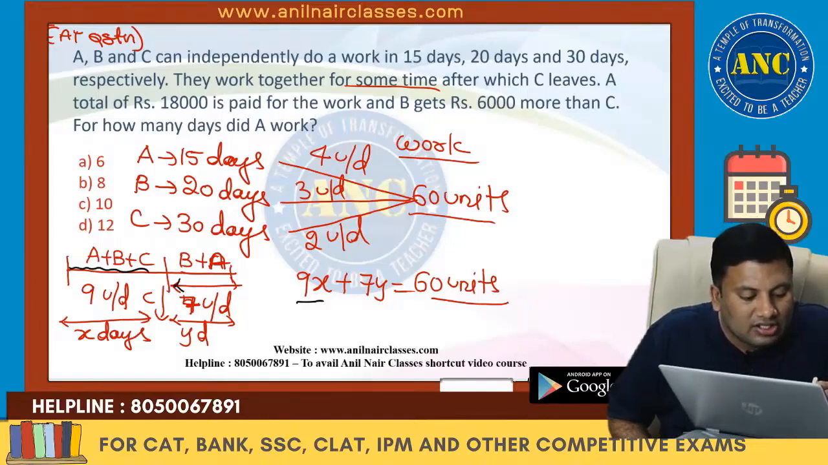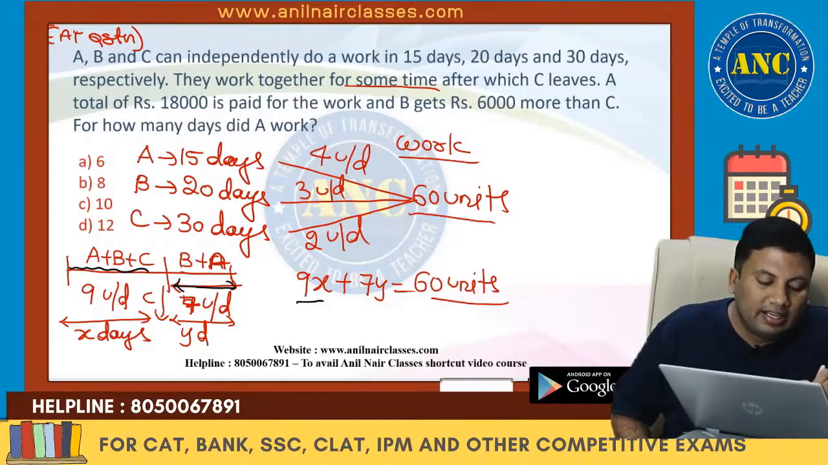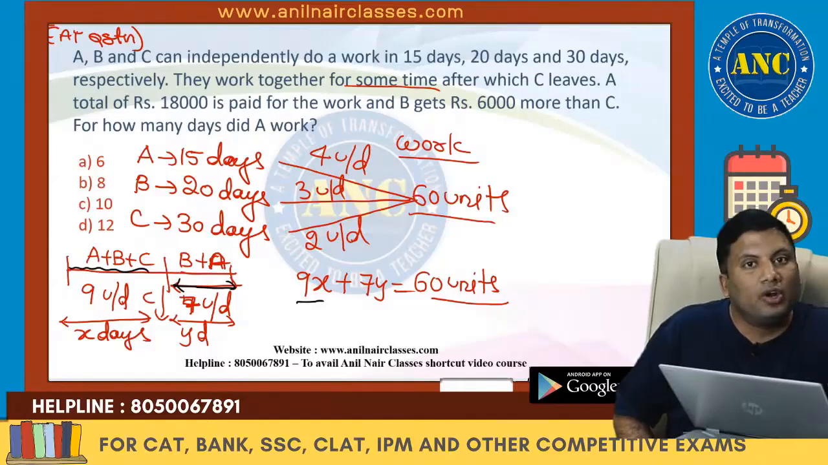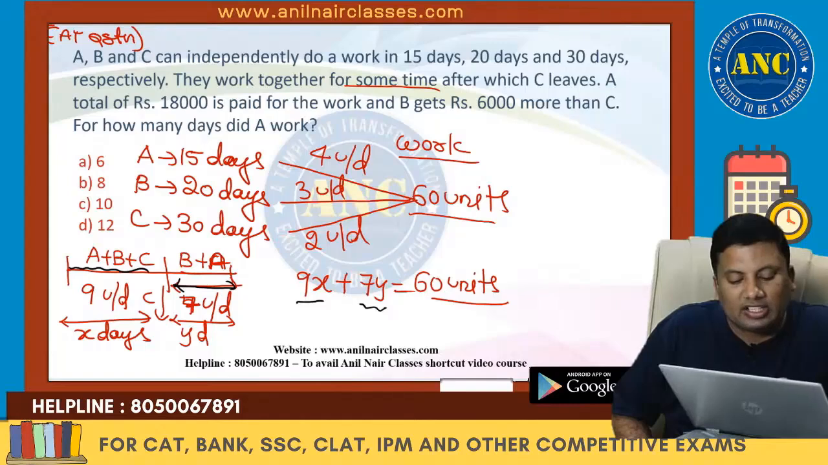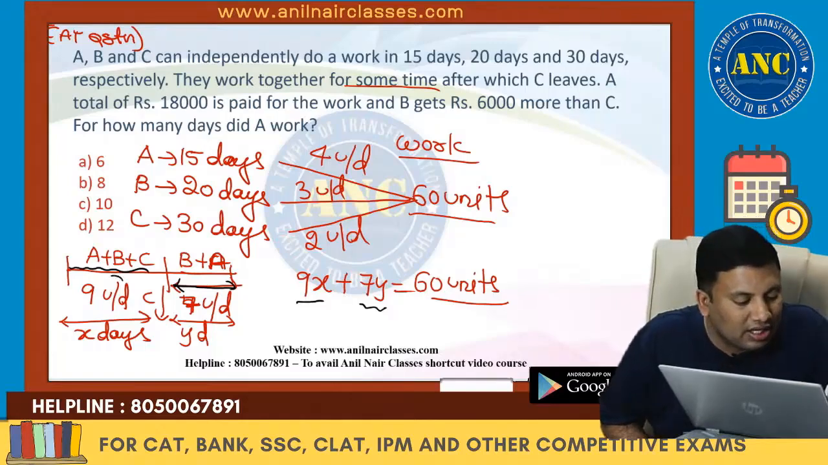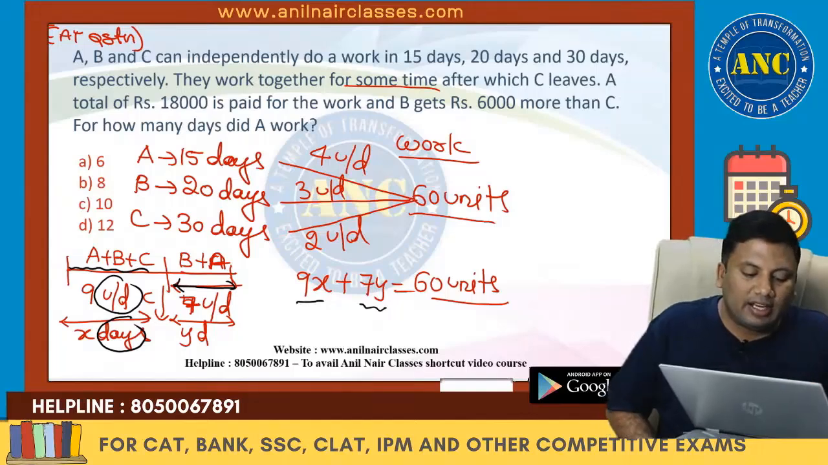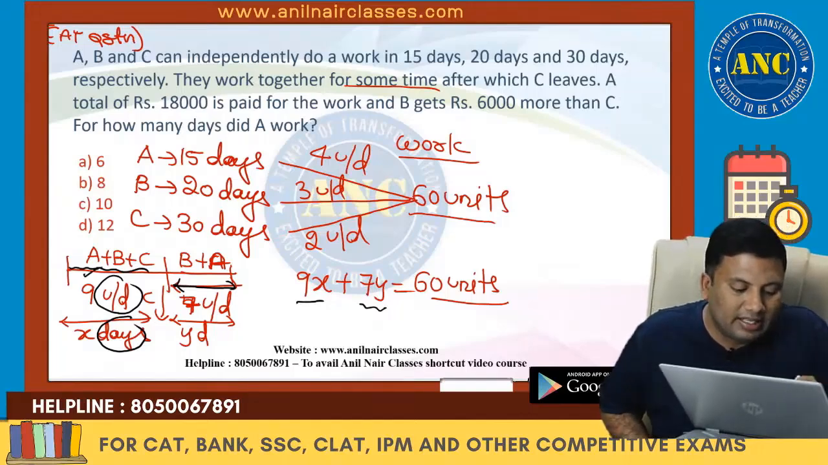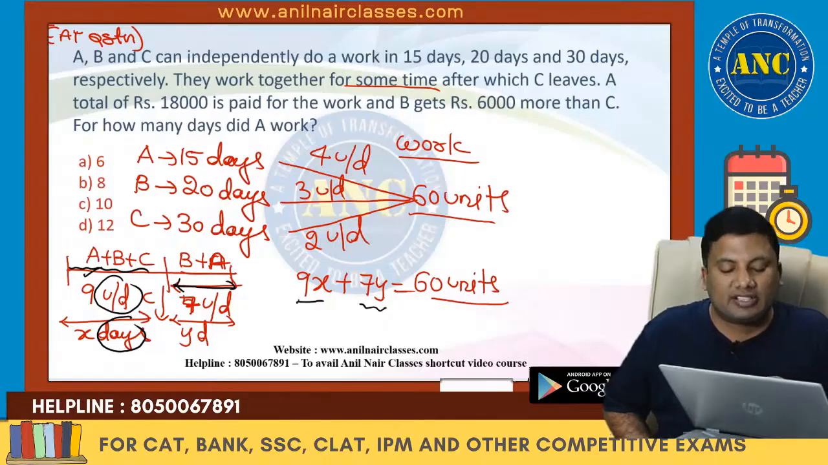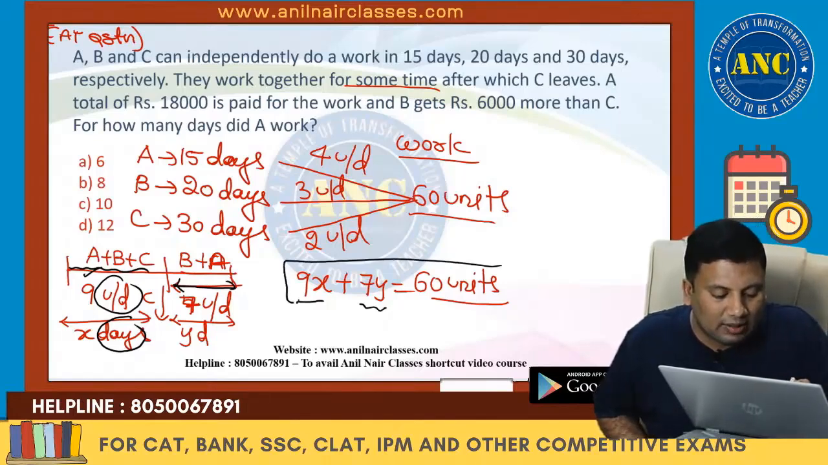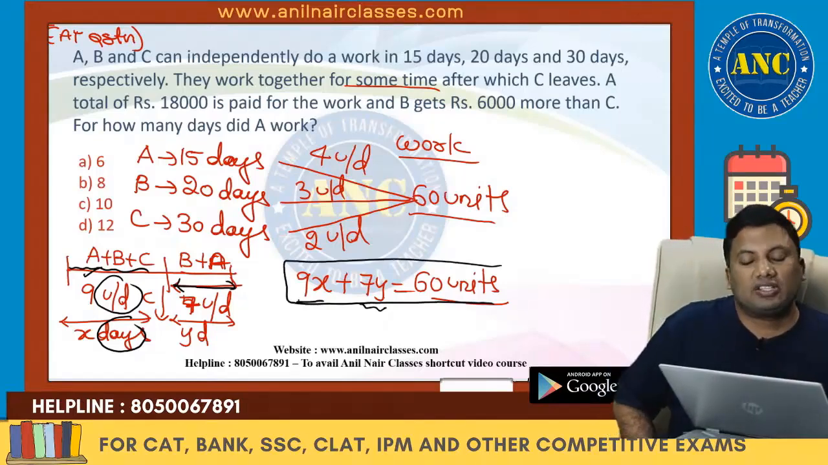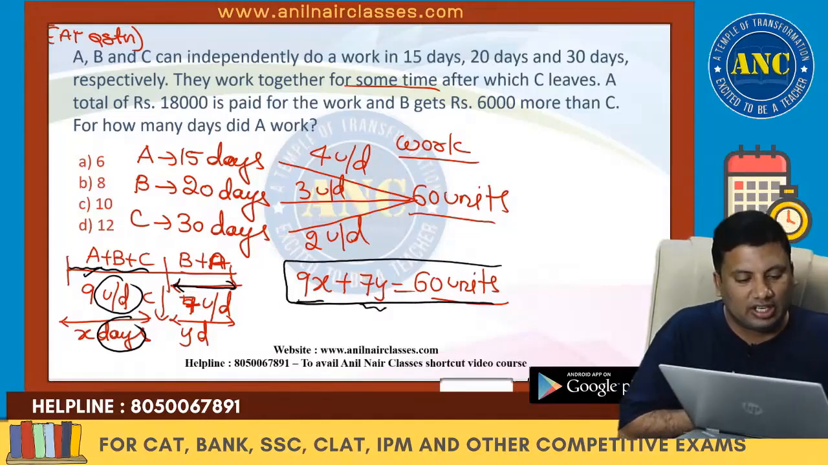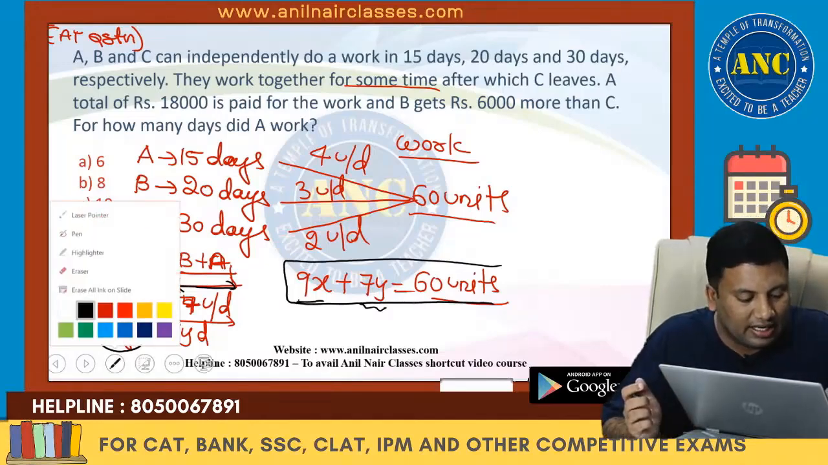And then C left, A and B. It is 7 units per day. We don't know how many days A and B worked, so Y days. 9x plus 7y. It is units per day and it is days, so total I will get units. This will complete 9x and this will complete 7y. Total it is nothing but 60. 9x plus 7y is equivalent to 60. I hope the first equation is clear.